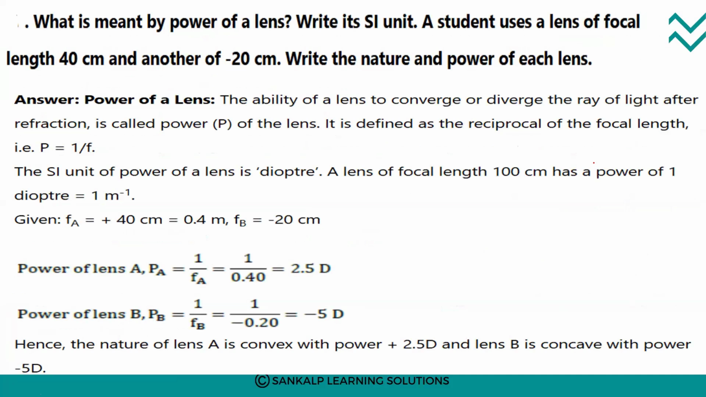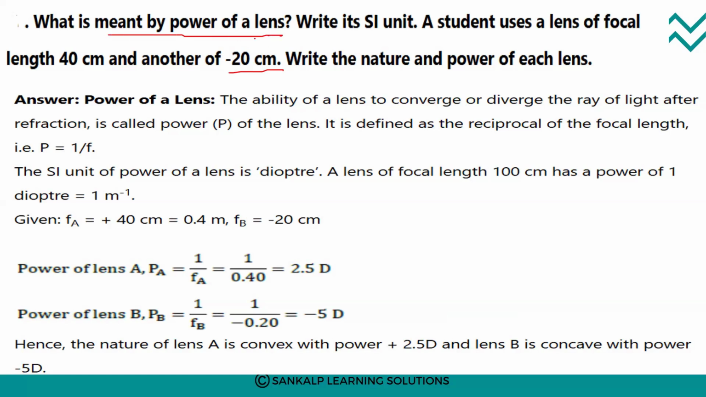Next one. What is meant by the power of a lens? Write its SI unit. A student uses a lens of focal length 40 centimeter and another of minus 20 centimeter. Write the nature and power of each lens. Okay, so what do you mean by power of lens?